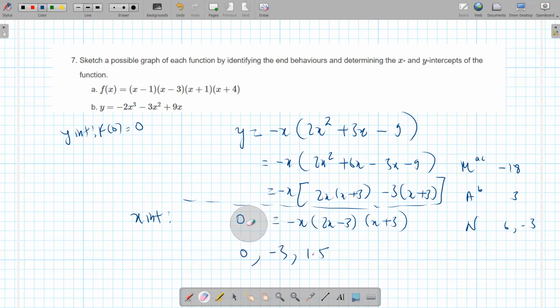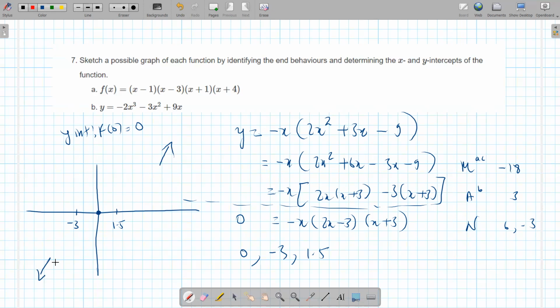So we have all the x-intercepts and the y-intercept. Now we're just going to make a rough sketch. We know the y-intercept is 0, and we know the zeros are 0, so it passes through the origin, minus 3 and positive 1.5. And this is a negative cubic polynomial, yeah? The leading coefficient of this degree term is negative. So negative cubic starts there and it ends there.